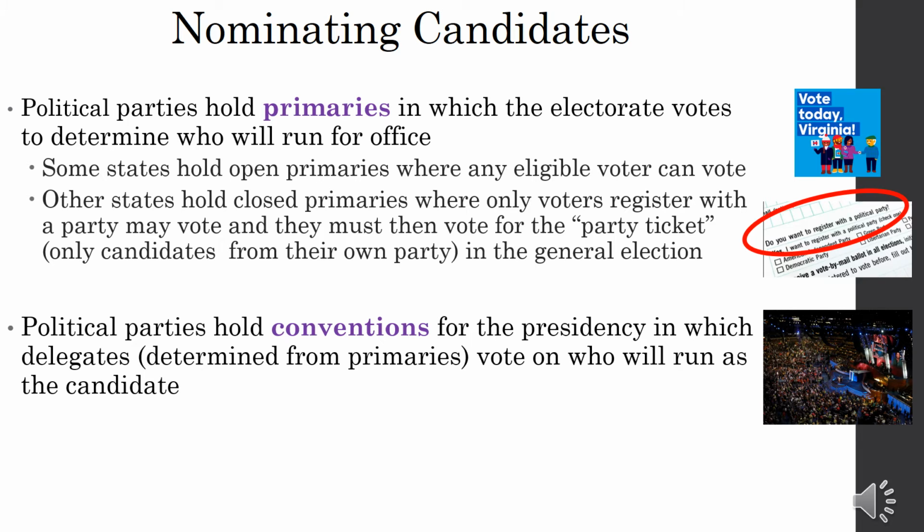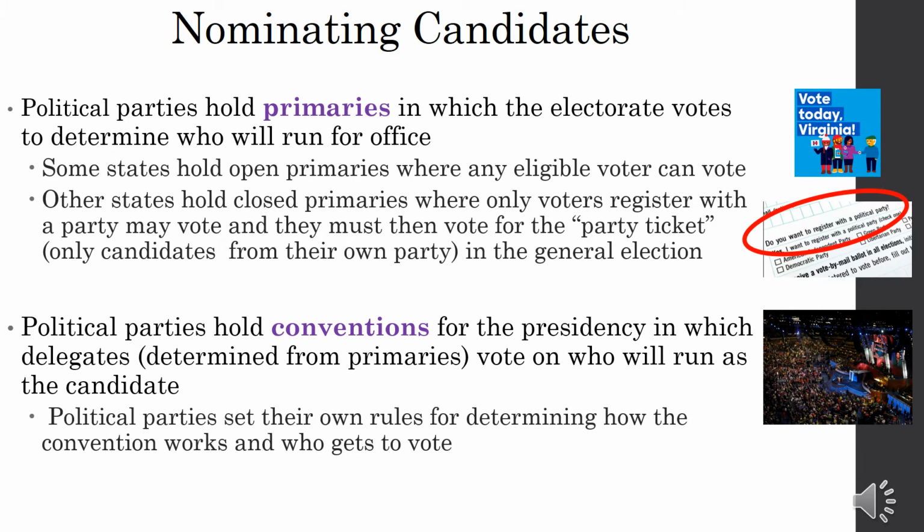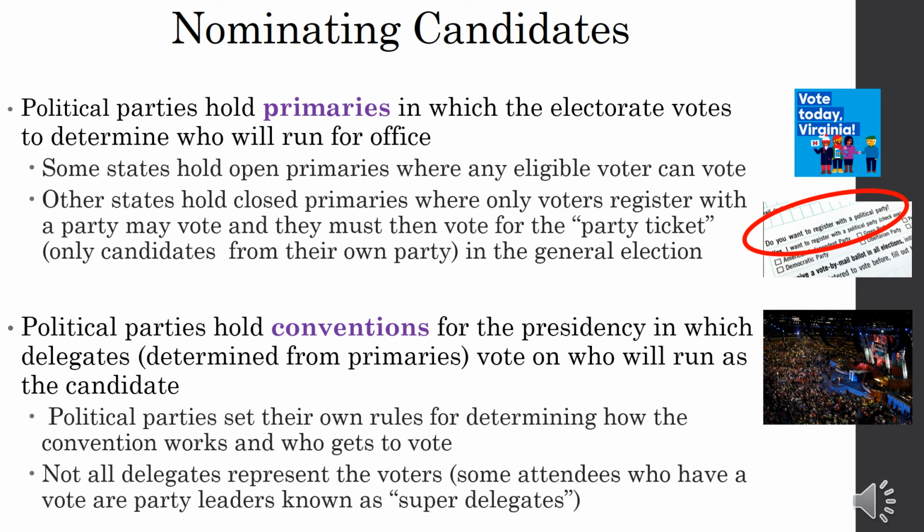It looks very strange to most people. Political parties set their own rules for determining how the convention works and who gets to vote. And not all delegates represent the voters. Some attendees who have a vote are party leaders and they're known as super delegates. They just get to vote because they are leaders in the political party. When you think that's unfair, remember this one thing. It's their party and they can run it any way they want.